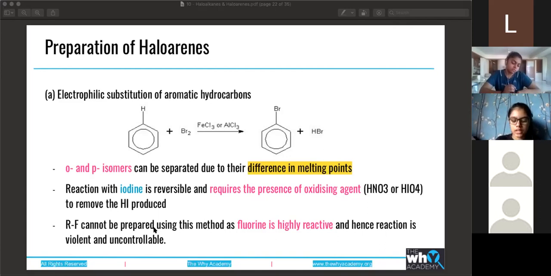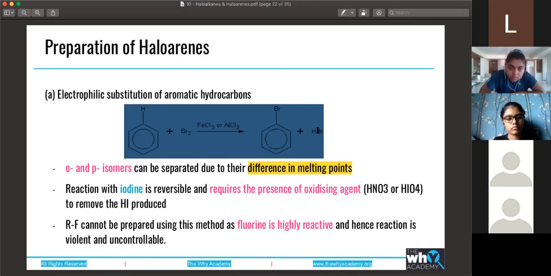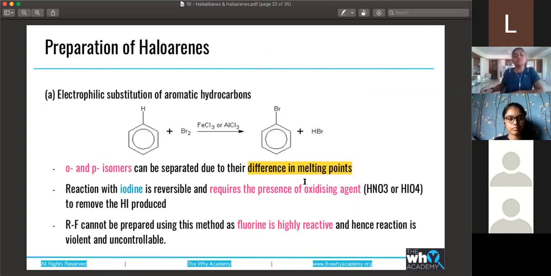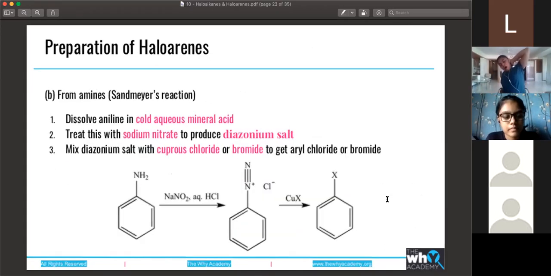RF cannot be prepared. Again, fluorine is highly reactive. It's violent and uncontrollable, so you don't use this reaction for RF. So the two extreme cases, with chlorine and bromine, it's pretty straightforward. But with fluorine, it's highly reactive, so you don't do this reaction. With iodine, the HI formed is highly reactive, so you need to take special care to remove the HI. Right.